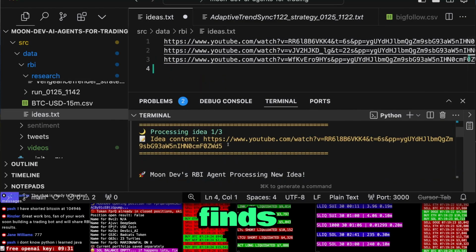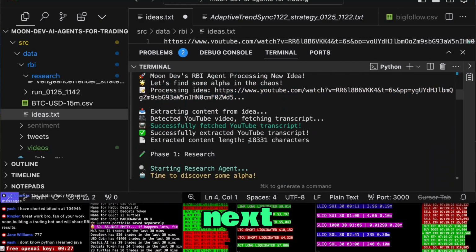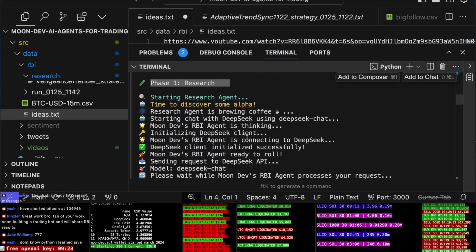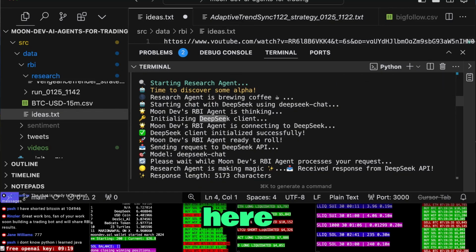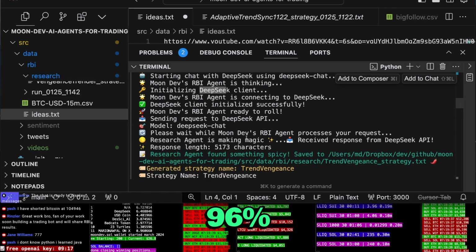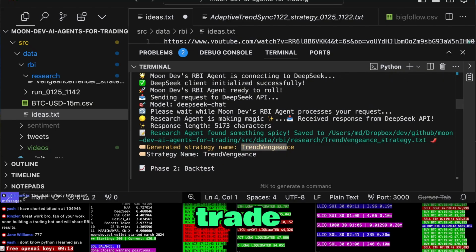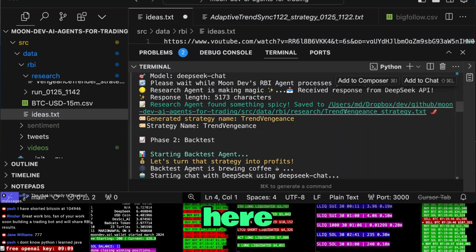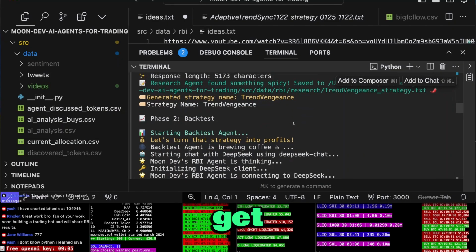Okay, so after it finds the idea here, let's keep scrolling on down and see what it does next. So the research is phase 1. You can see it runs with the RBI, with DeepSeek here. And DeepSeek's 96% cheaper, so that's fire. You can see it created a strategy named Trend Vengeance. And you can see it saved it here to Trend Vengeance. So I can go and look at that if I want, but you kind of get the gist.